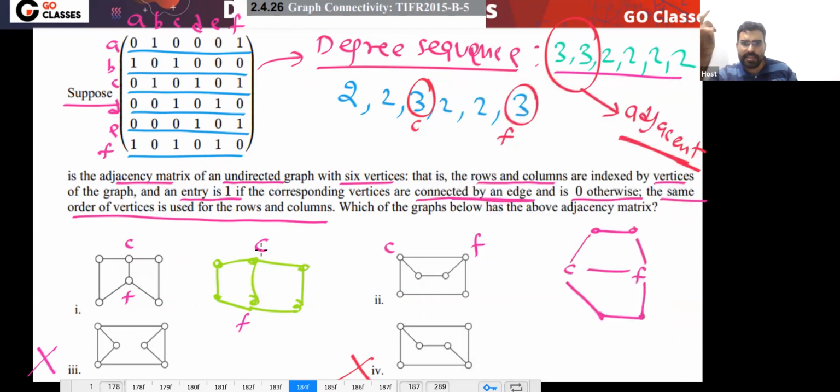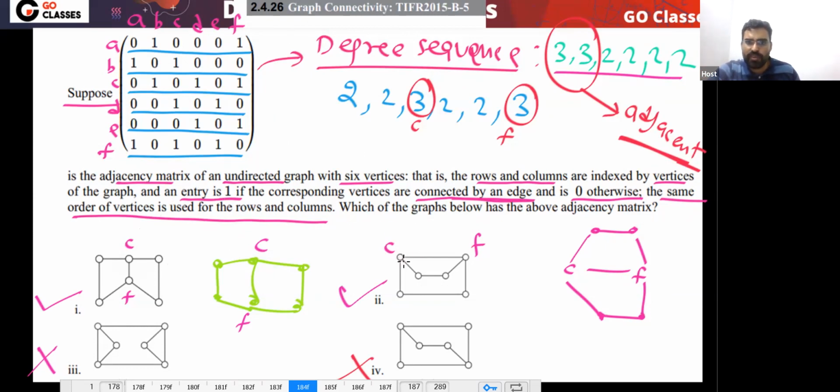These are actually basically the same. So if they are isomorphic, then which of the below graphs has the above adjacency matrix? The answer will be this one and also this one, or the answer will be the first and second. Both of them, because you can notice they are isomorphic to each other. 1 comma 2, they are isomorphic to each other.